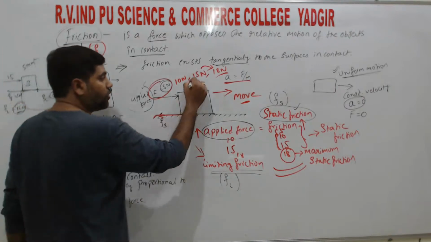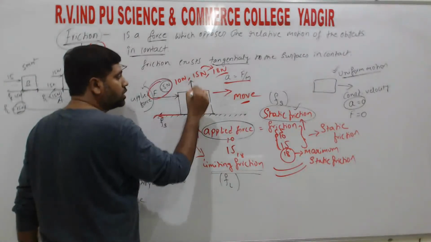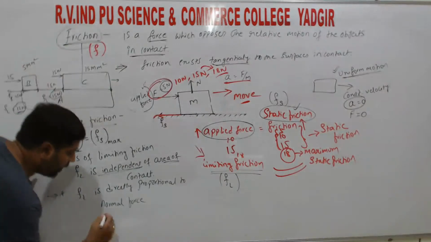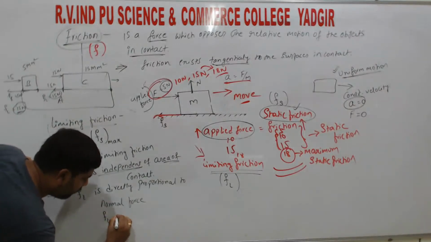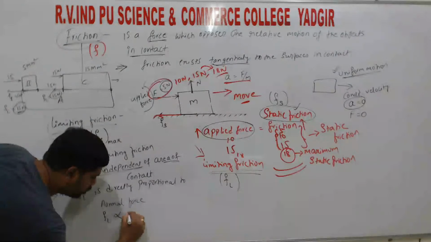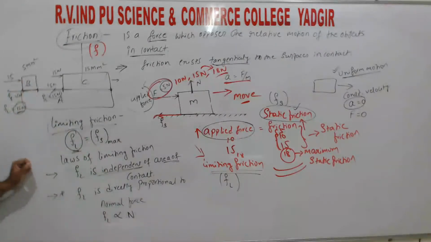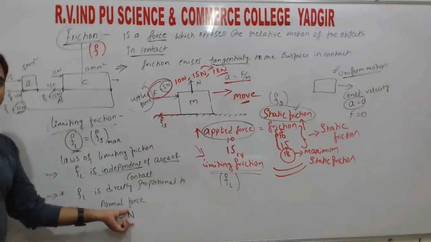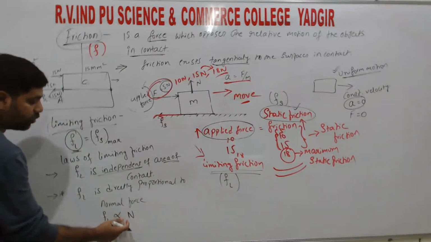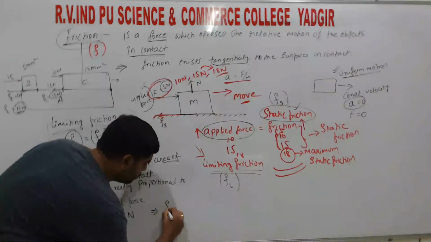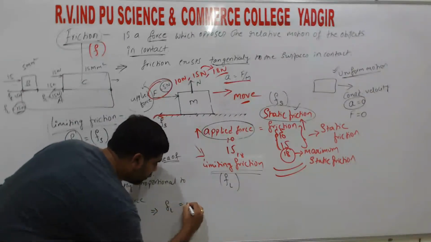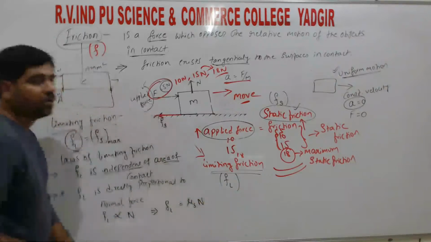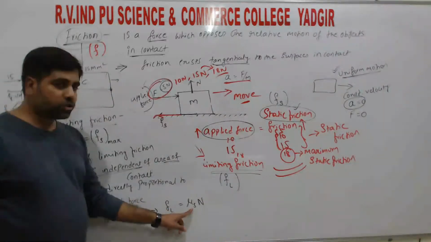So normal force is the force which is perpendicular to the surface, so that force we call the normal force, right? So in mathematical form, we will write FL is directly proportional to N. So limiting friction is directly proportional to the normal force. Again, here I am removing the proportionality constant. So FL is equal to mu s N, where mu s is a proportionality constant.